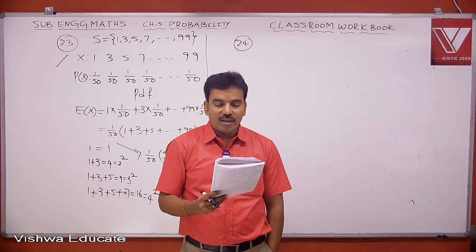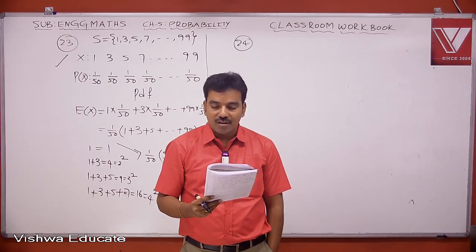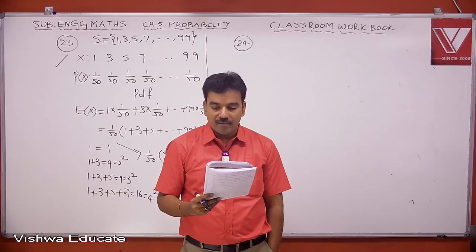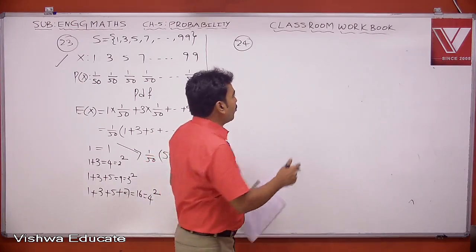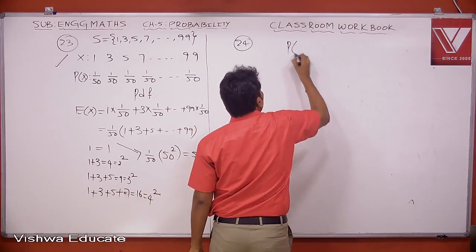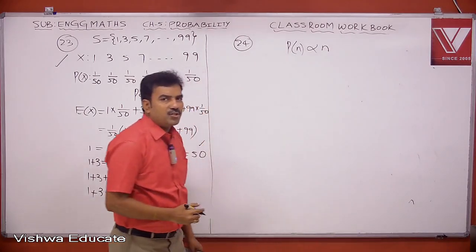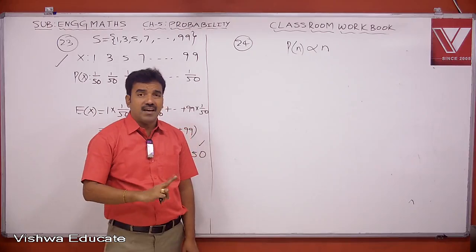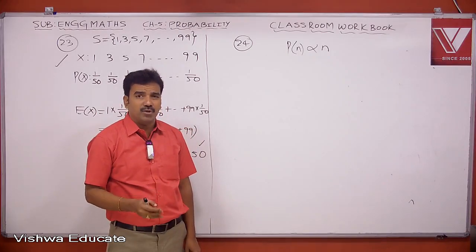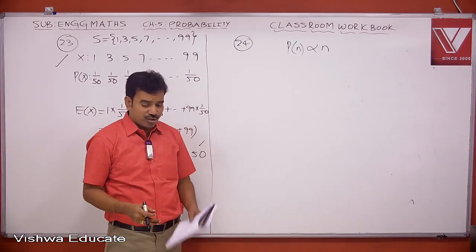So the probability of a face with n dots is proportional to n. So this is the given. Probability of a face with n dots is proportional to n. Here proportionality means 2 proportionalities will be there. One is directly proportional, another is inversely proportional, but this is directly proportional.